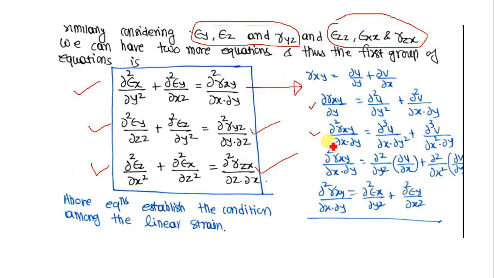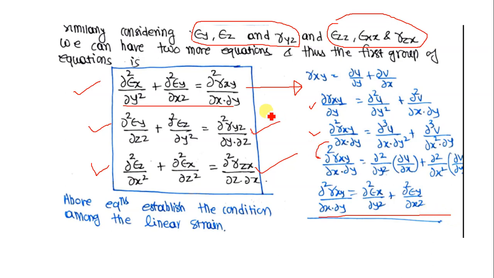So the left hand side is as it is, and the right hand side is modified as ∂²/∂y² into (∂u/∂x) plus ∂²/∂x² into (∂v/∂y). ∂u/∂x is nothing but epsilon x, and ∂v/∂y is nothing but epsilon y, and hence we are having the same result. So this is the alternative method with which we can derive these two equations.